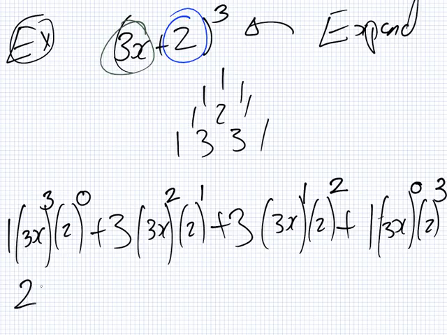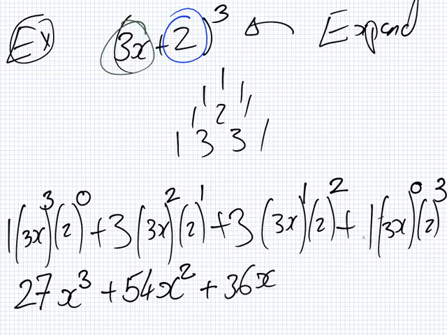So this will be 27x cubed. This one will be 54. 3 squared is 9. 9 times 2 is 18. 18 times 3 is 54. Is it 54? 3 squared is 9, times 2, times 3. Is it 54? Then 2 squared is 4, times 3 is 12, times 3 is 36, yes? And then 2 cubed is 8, just at the end. x to the power 0 is 1.